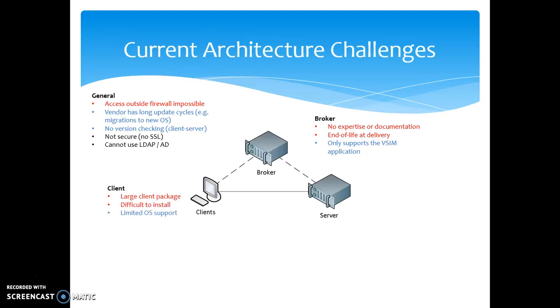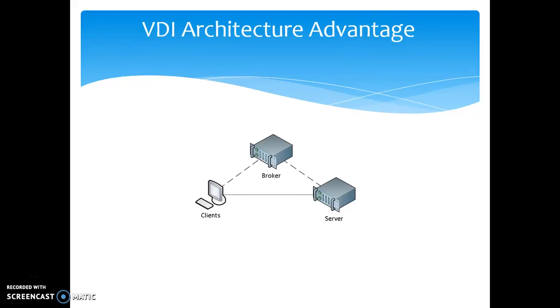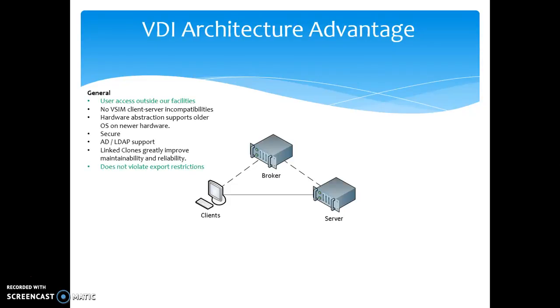The client is a large client package. It's difficult to install on the client. It's limited operating system support. The server, we're utilizing very low on its resources. It's only set to one simulation type. Updates are time consuming and sometimes very difficult to do. The network, it's very heavy on the bandwidth, bottlenecks at 3 to 7 megabits per second per instance in the network, and the connection issues that come from this bottlenecking have unpredictable results and are hard to figure out where the bottlenecks are occurring.